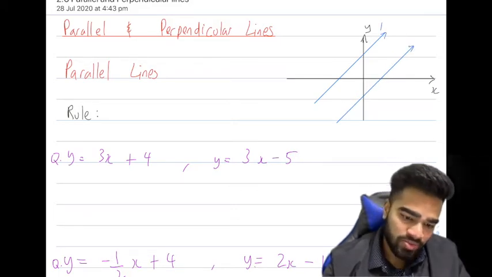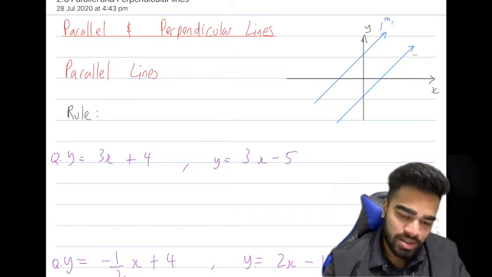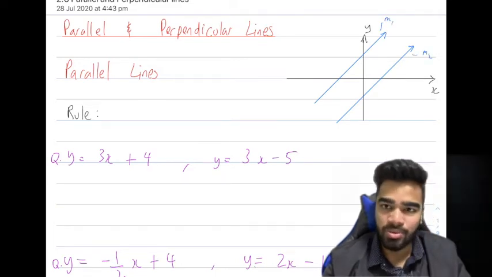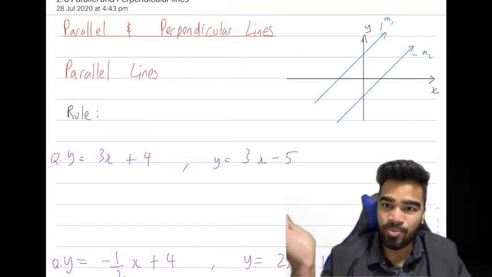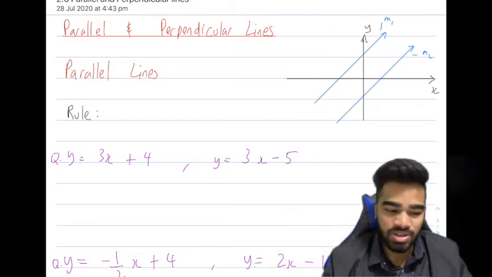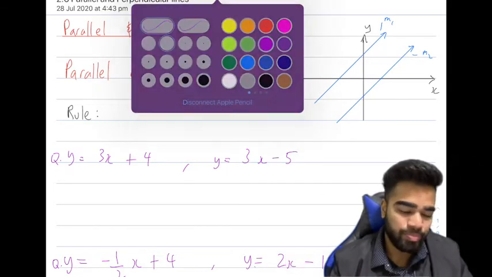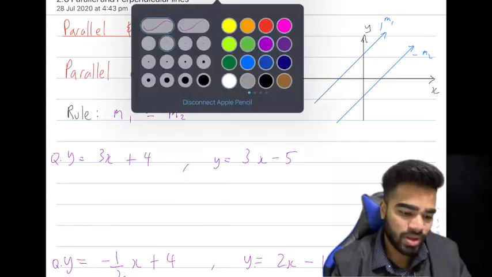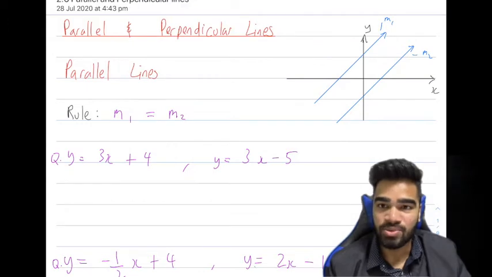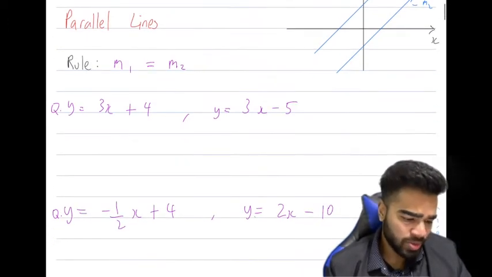Let's say the gradient of the first line is m1, and the gradient of the second line is m2. What can we say about those gradients? Well, these gradients are going to be exactly the same, because of the same slope we said at the start. So this gives us our rule for parallel lines: m1 is equal to m2. Let's do a couple of questions.